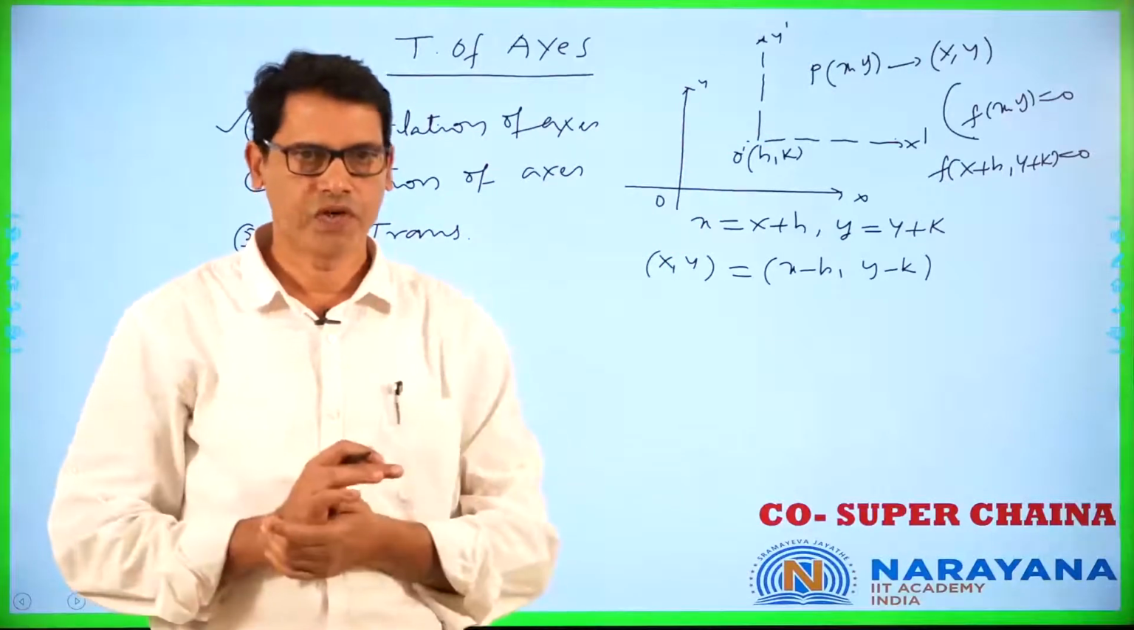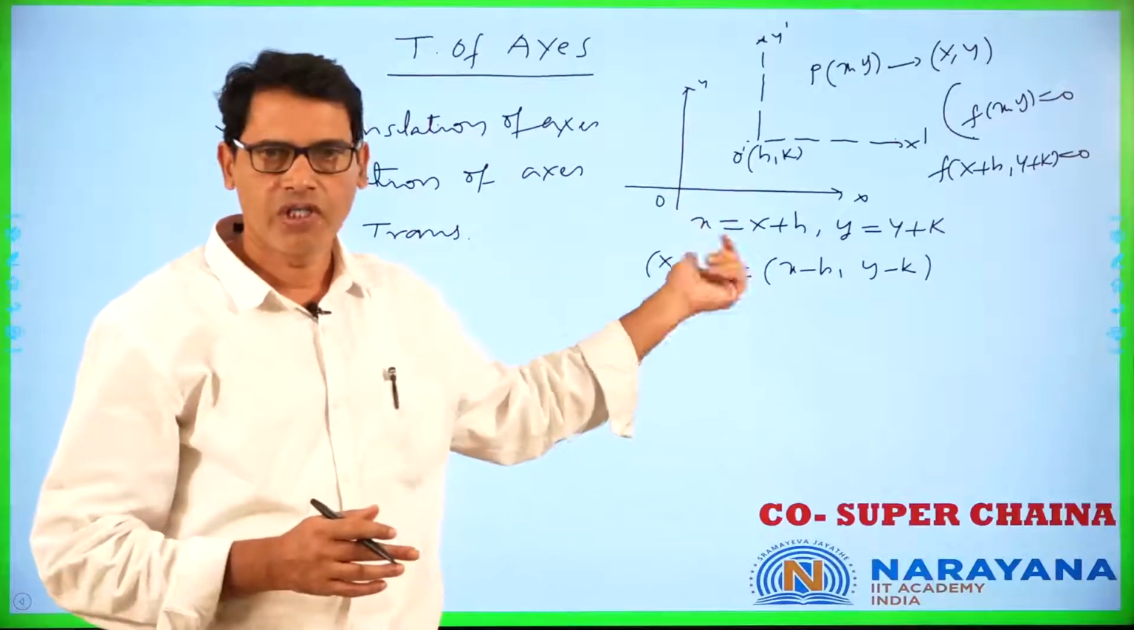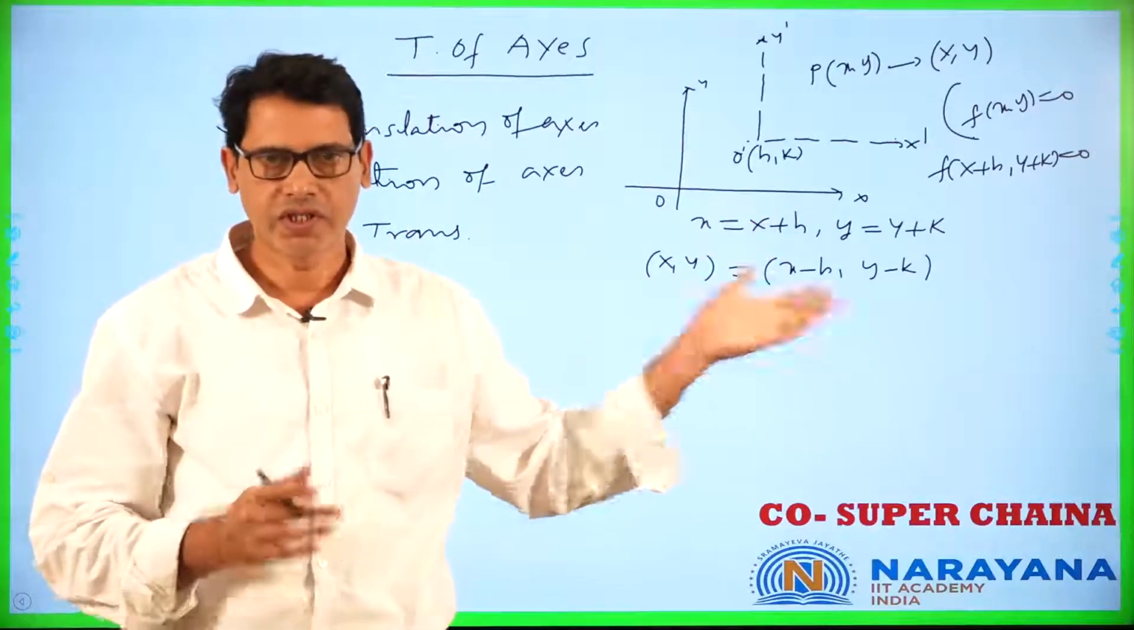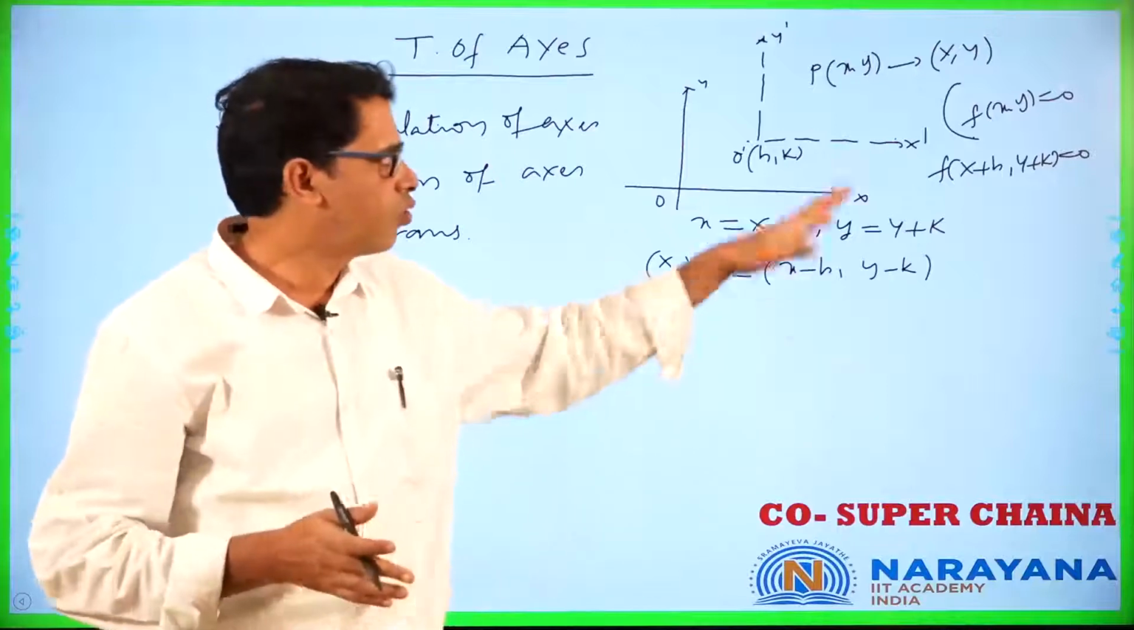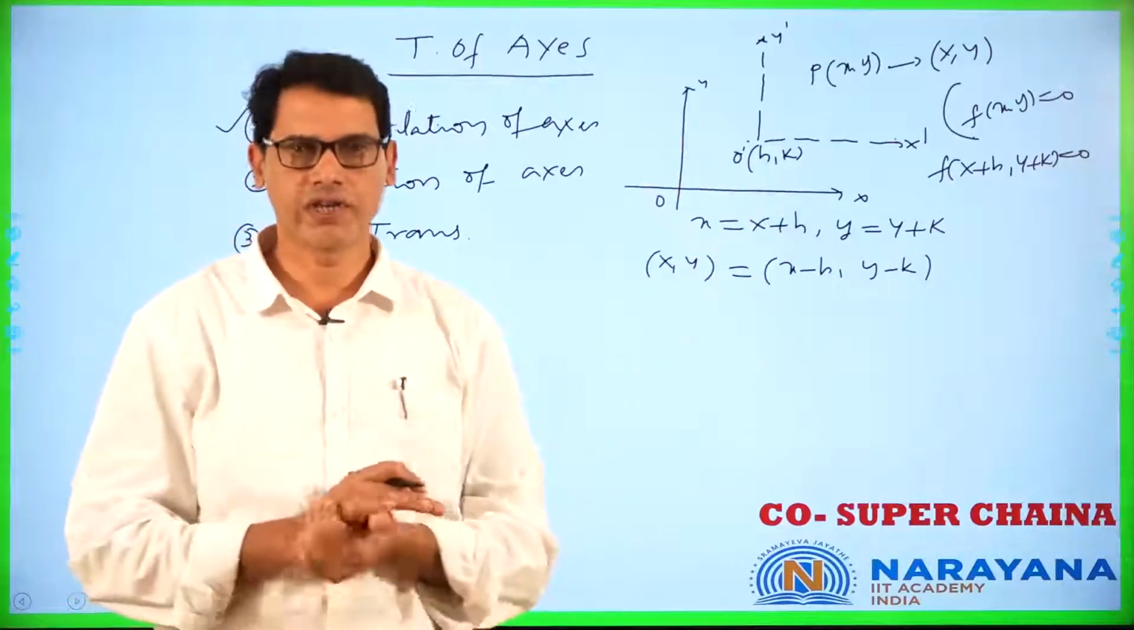Okay. So the first point is how to find the translated point, original point or new point. The second one is how to find the equation of the curve, the transformed equation or the original equation.